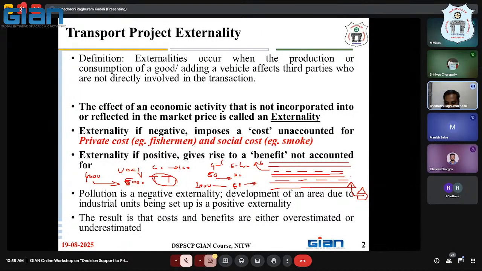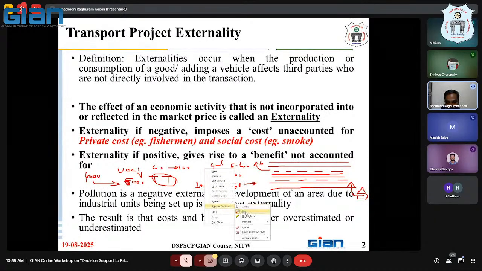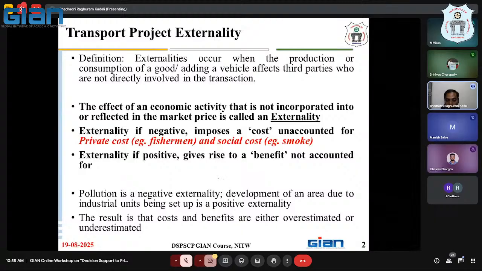But for the vehicles that are actually moving, the damage created by these vehicles will cause a negative impact on the residents close to the road. Apart from that, there is noise and vibrations; all of these give negative externalities. So now we can easily understand that any project, if implemented, might have a positive externality as well as a negative externality.